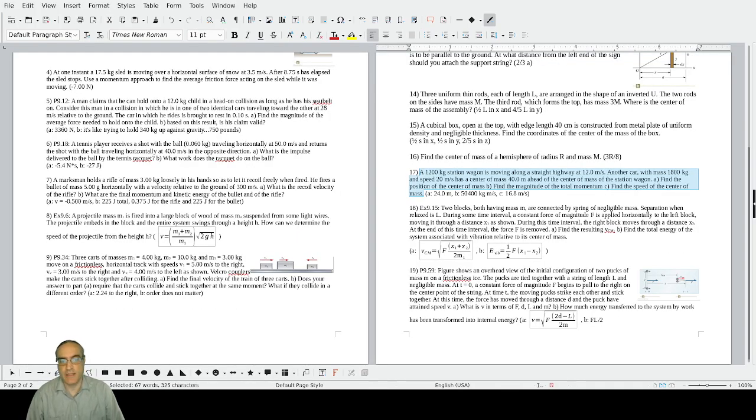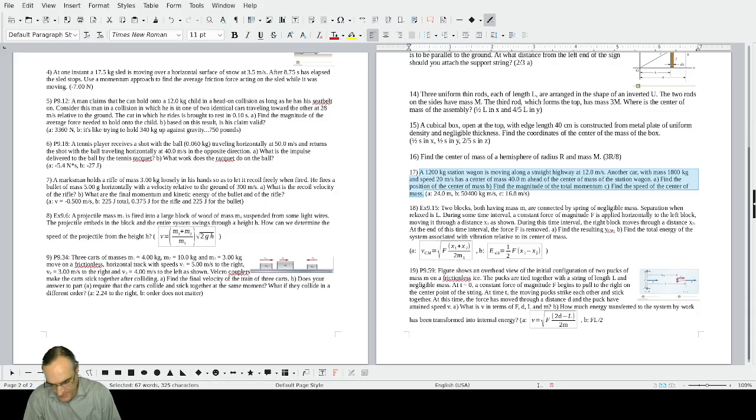A 1,200 kilogram station wagon is moving along a straight highway at 12 meters per second. Another car with mass 1,800 kilograms and speed 20 meters per second, that should be 20.0 I'm noticing, has a center of mass 40 meters ahead of the center of mass of the station wagon. Part A, find the position of the center of mass. Part B, find the magnitude of the total momentum. And part C, find the speed of the center of mass.